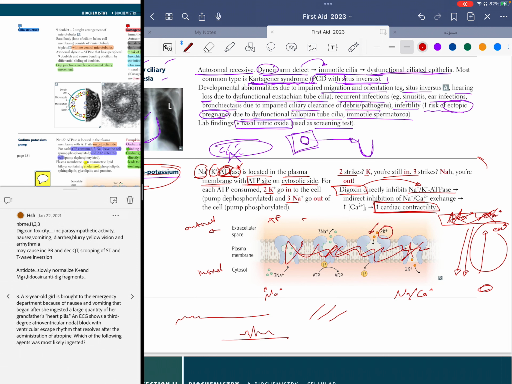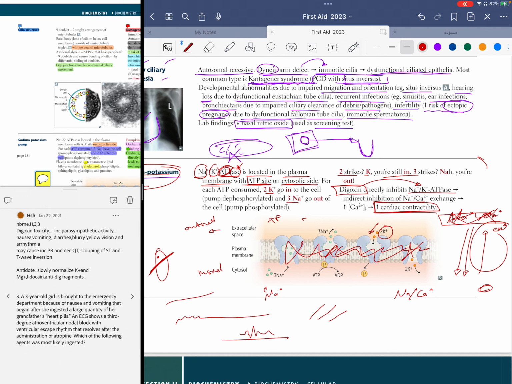An ECG shows a third-degree atrioventricular nodal block with ventricular escape rhythm that resolves after the administration of atropine. That's the antidote for digoxin. So this girl's ECG shows that she has third-degree atrioventricular nodal block.